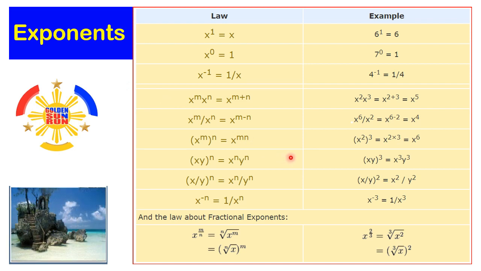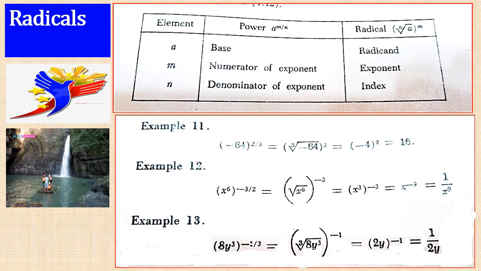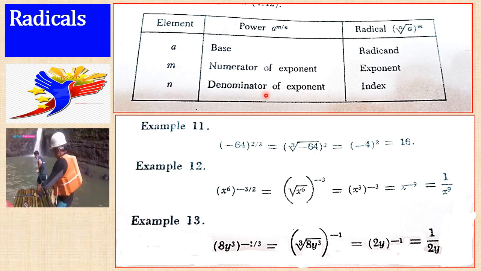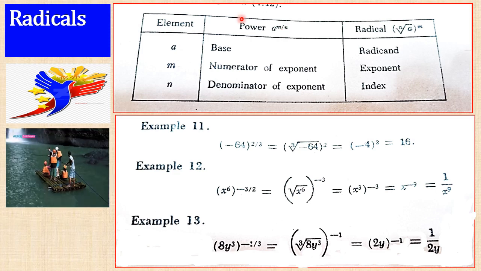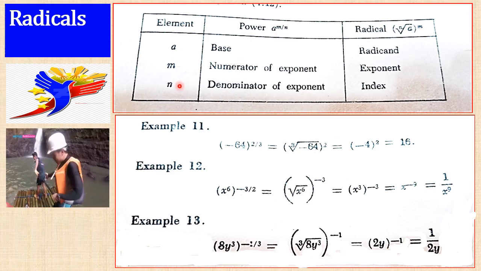Yan po ang mga ilan sa mga batas at mga halimbawa ng pag-ooperate ng exponents. Sa puntong ito ay ating pag-aaralan ang tungkol sa radicals. Kung ating tutunghayan ang table na ito, kung saan meron tayong mga element na a, m, at n. Sa pangalawang hanay na patayo ay ang exponent or ang power, at sa pangatlong hanay na patayo o column ay ang radicals. Yung a ay nagre-represent sa base ng power. Yung m, siya ang nagre-represent sa numerator ng exponent.